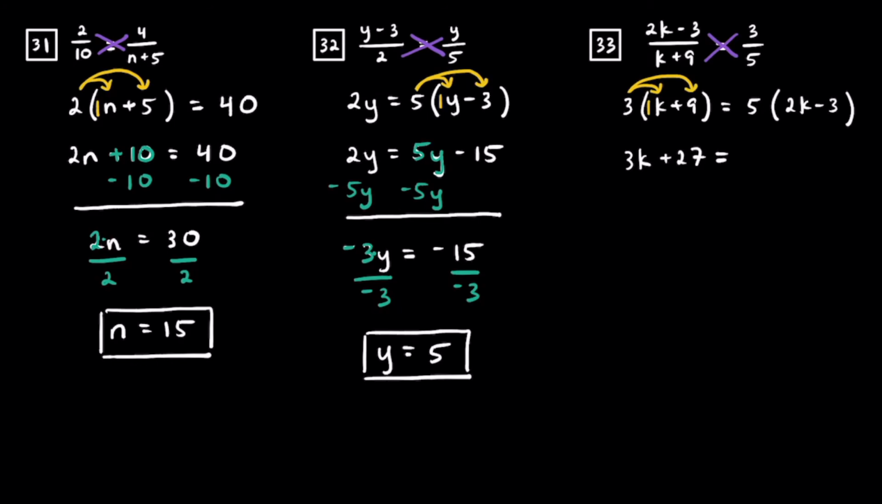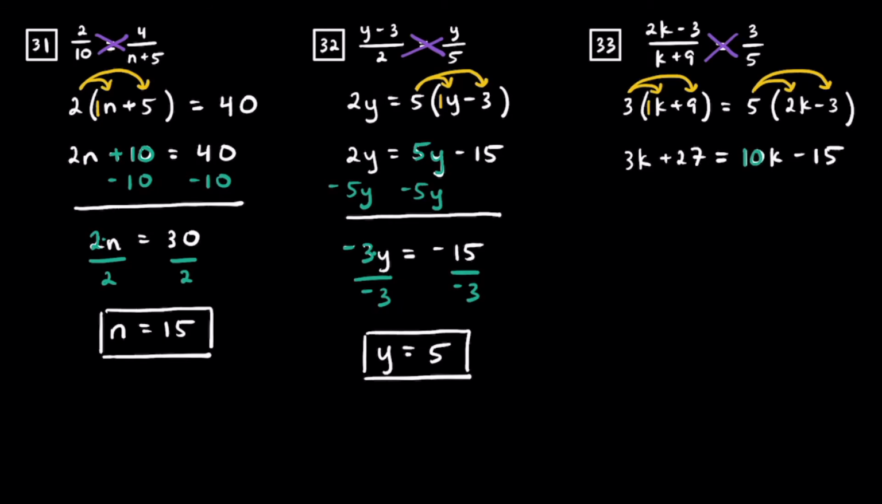Then on the right side of the equation, let's distribute again. 5 times this 2k is going to be positive 10k, and then distributing this positive 5 to this negative 3, that's going to be negative 15. Okay, so here we have an equation with variables on both sides.